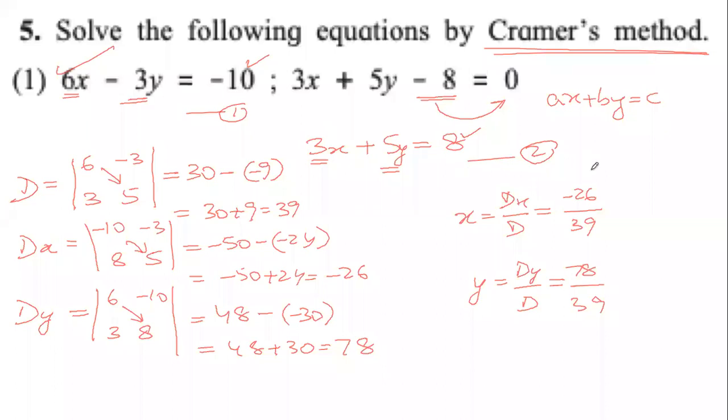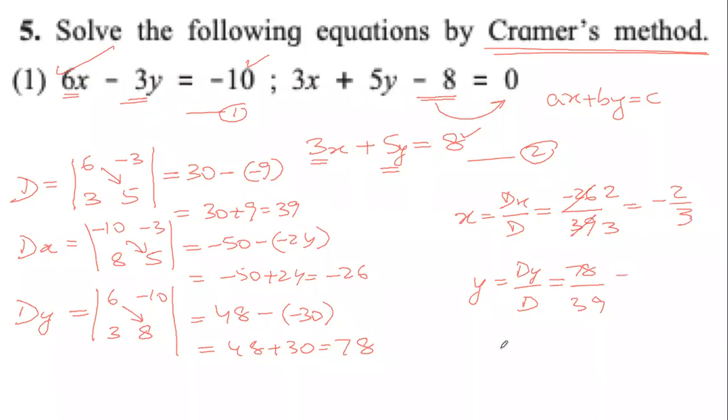Now, as I said, minus 26 by 39 and 78 by 39 are complete, correct answers. But you see, 26 and 39 both are multiples of 13. If you know the table of 13, you will say 13 2s are 26 and 13 3s are 39. So it is minus 2 by 3. x equals minus 2 by 3.